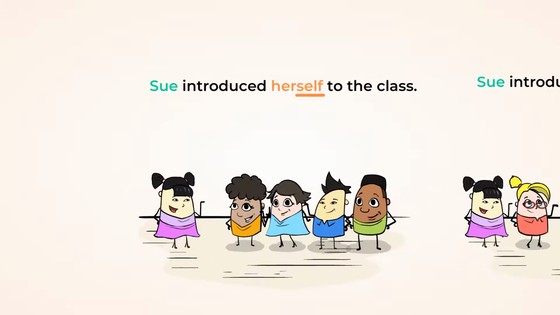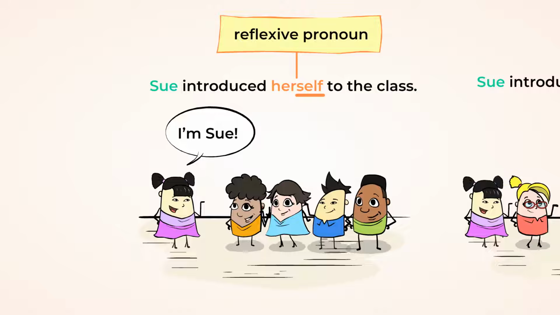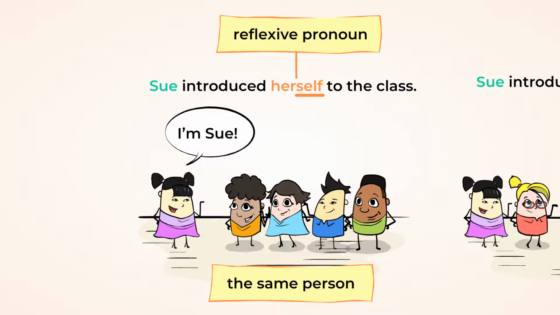The first sentence uses a reflexive pronoun, herself, because Sue is the person at the beginning of the sentence. Herself means it's the same person. It's Sue again. Sue is introducing herself to her new class.